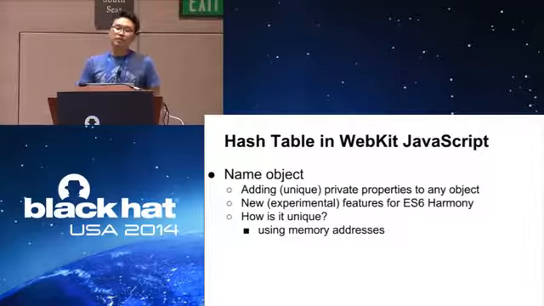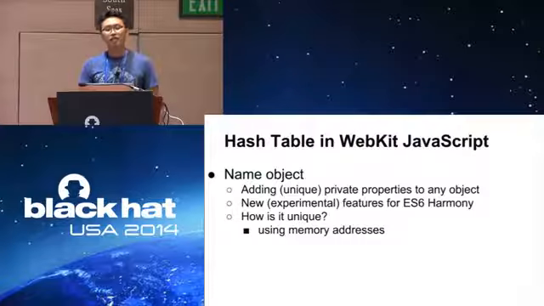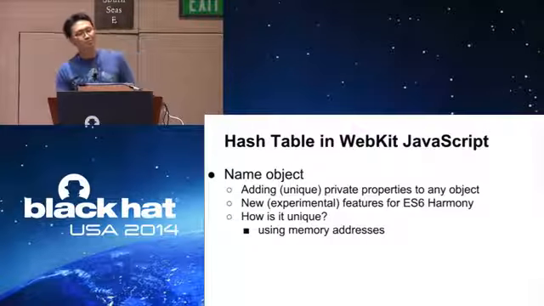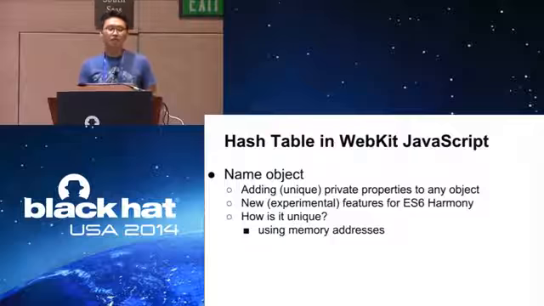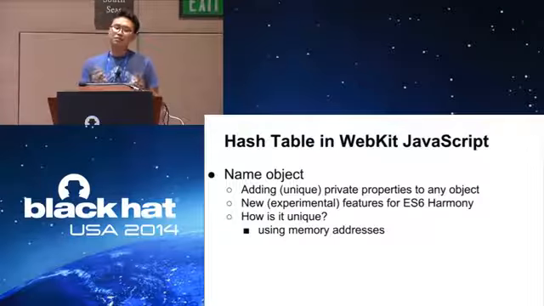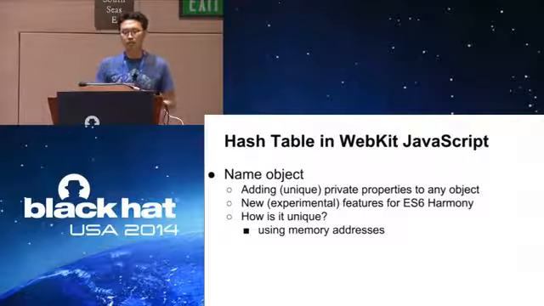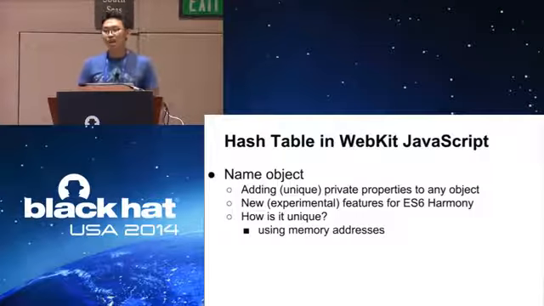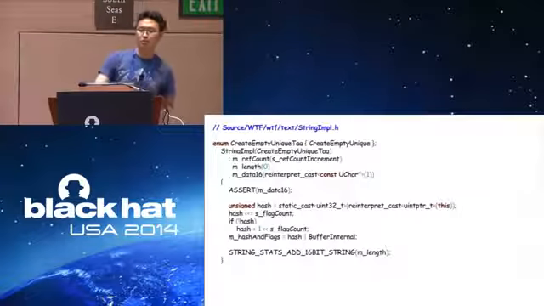For the JavaScript case, it gets a little bit complicated. What we did is take advantage of the Name object. This Name object adds a unique private property to any object. It was a new experimental feature for ES6, so-called Harmony. Because the specification says this object has to be unique, they were using the memory addresses. This is a simple implementation.